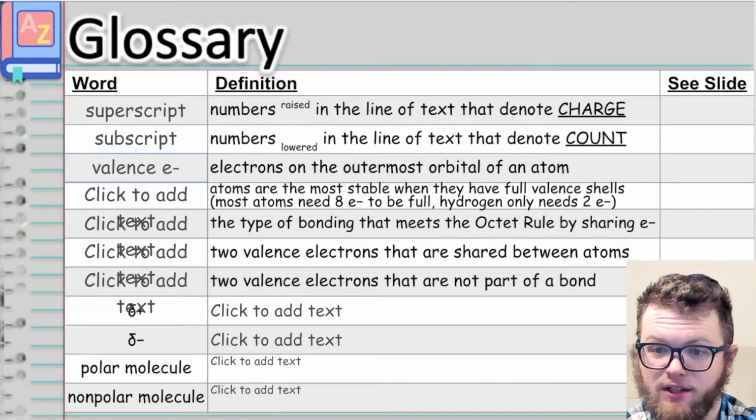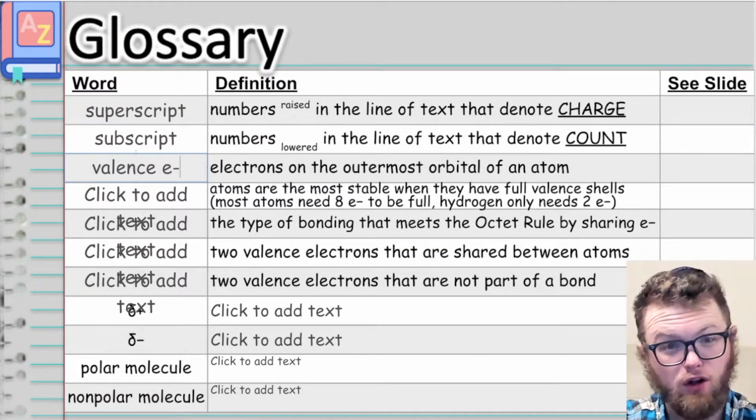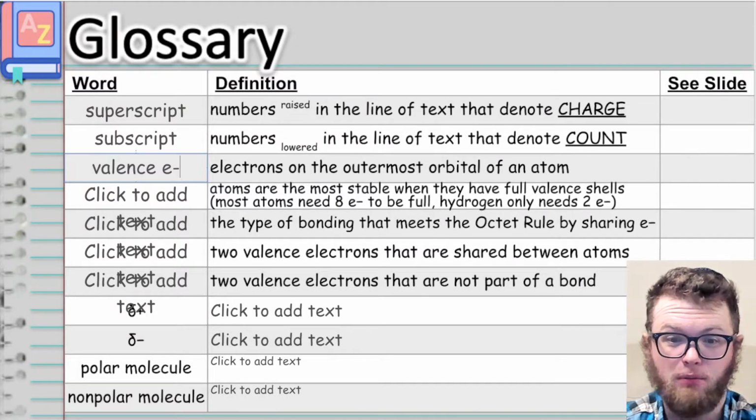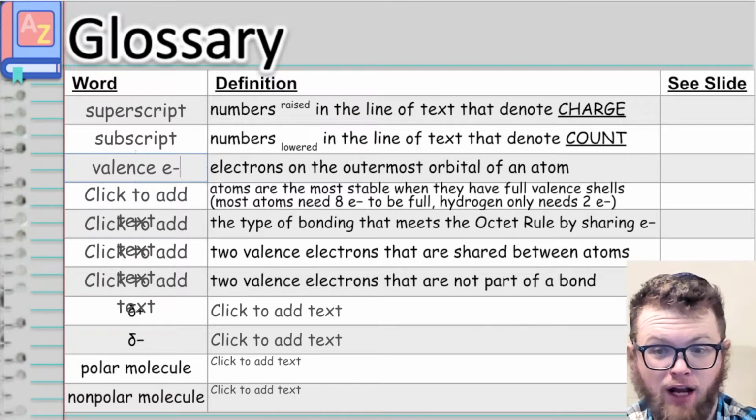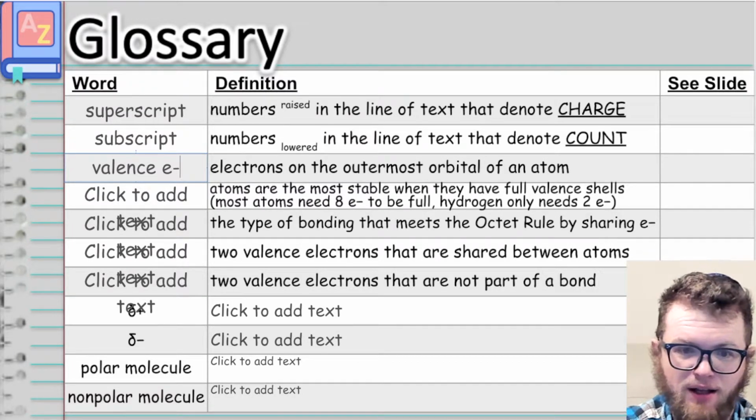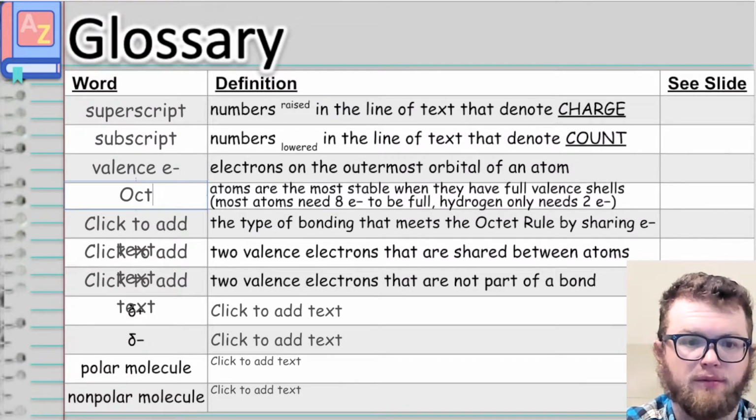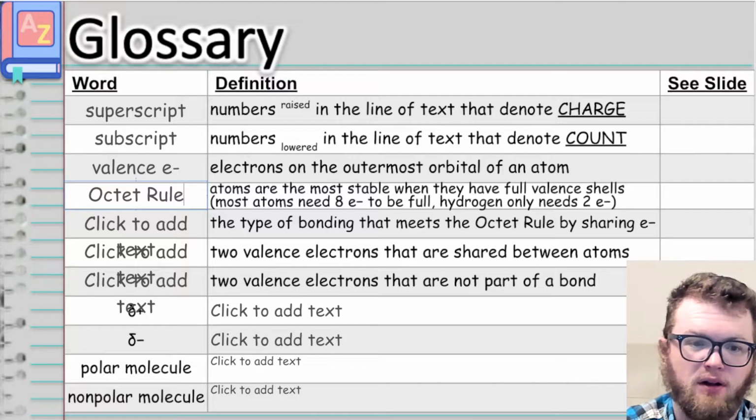Atoms are the most stable when they have full valence shells. Most atoms need 8 electrons to be full. Hydrogen only needs 2 electrons. That is the octet rule.